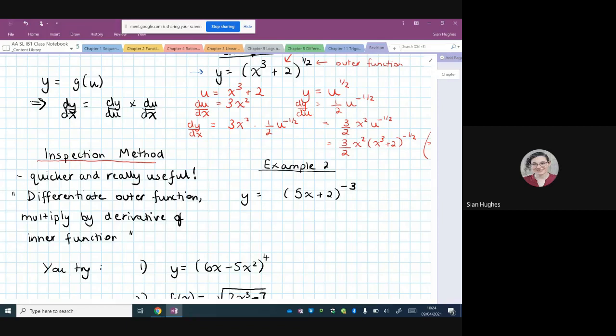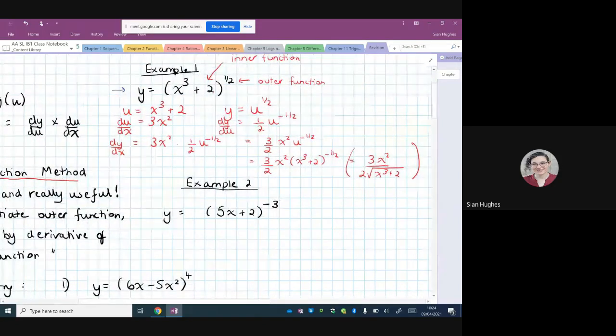That's not a problem. So the inspection method, there's not really a formula for it, but we can describe it in words. The way we describe it is differentiate the outer function first and then multiply by the derivative of your inner function. So I've got another example here. Usually the inner function, you could describe it as the one in the bracket, and then the outer function most often would be some power outside. As we get further through the syllabus, it might be an ln or a sine or a cos. But at the moment, we're just dealing with questions like this.